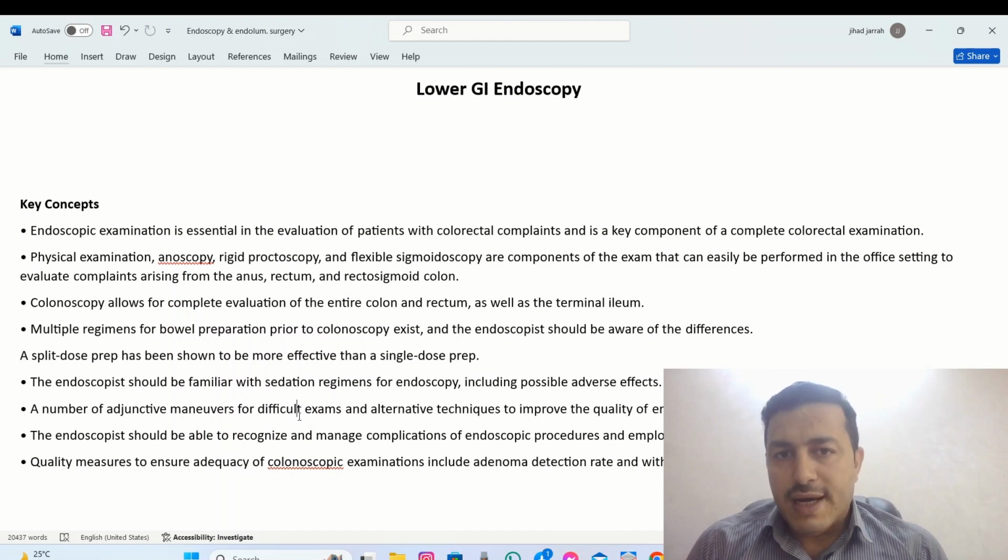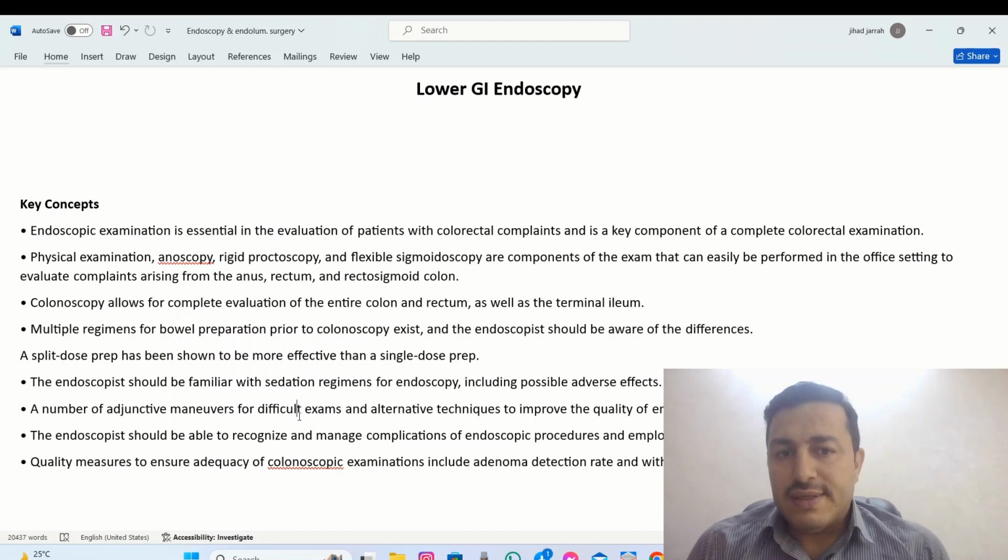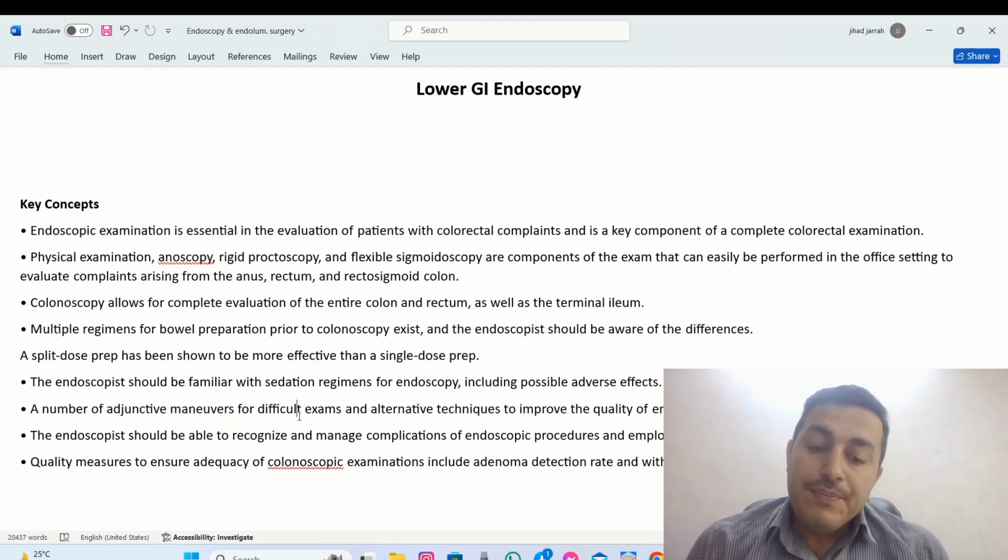And we have to recognize that lower GI endoscopy, such as anoscopy and proctoscopy, is part of the physical exam. It's an extension of the physical exam, not a separate entity. So it's important.